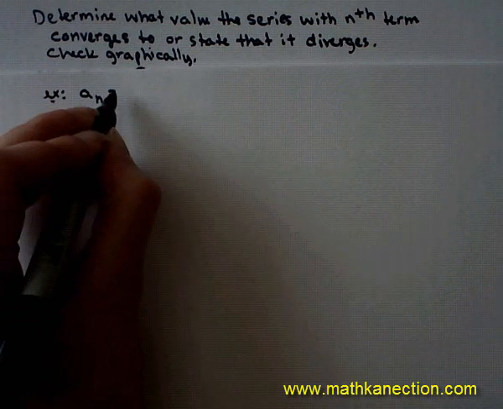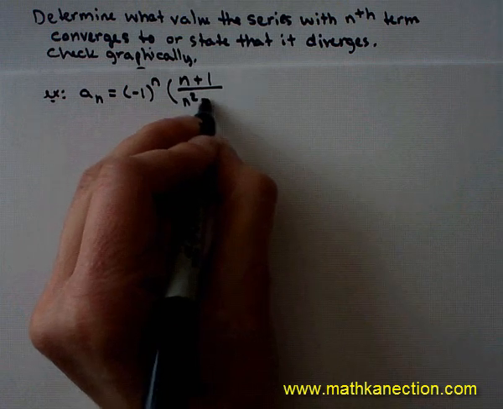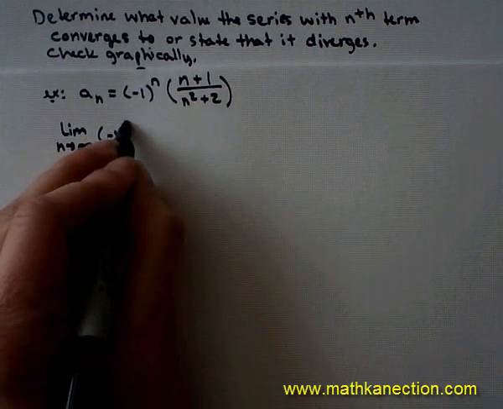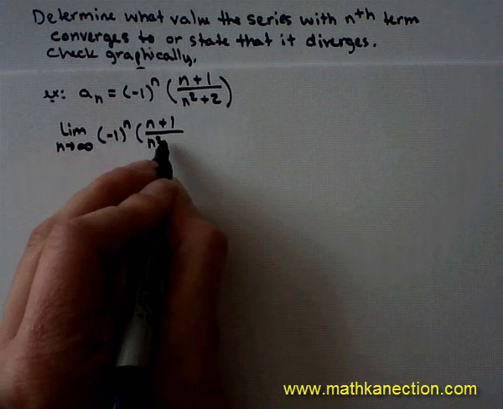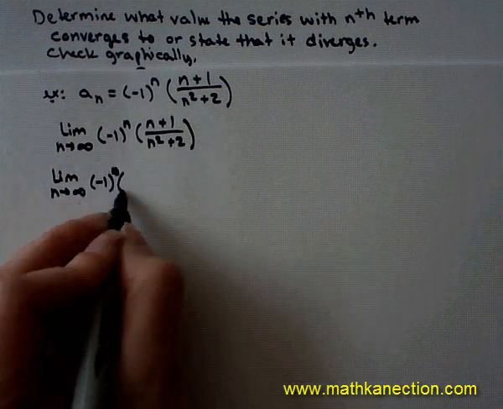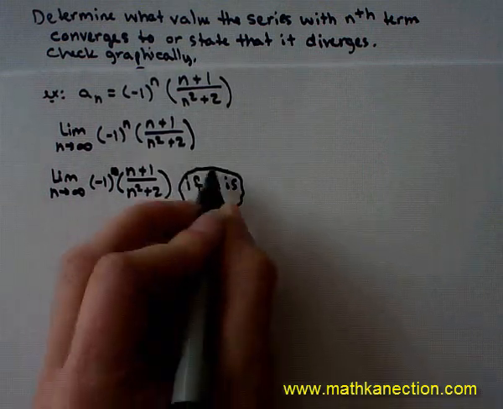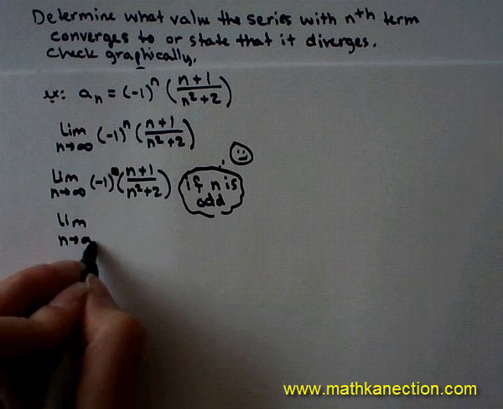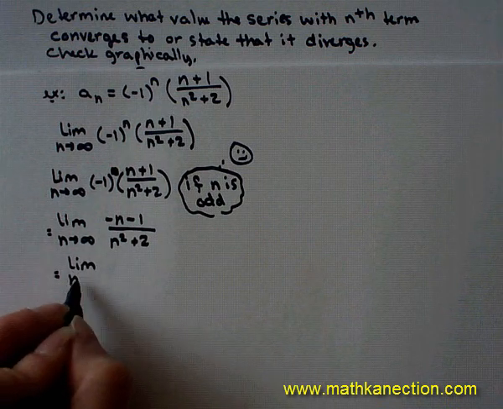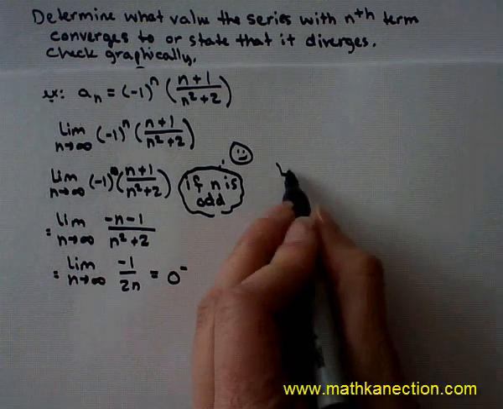The next example, we have a sub n is equal to negative 1 to the nth times the quantity of n plus 1 over n squared plus 2. We have the limit as n approaches infinity of negative 1 to the n times n plus 1 over n squared plus 2. We have to look at this in two scenarios. If we use an odd number, it would be negative 1 times n plus 1 over n squared plus 2. So the limit as n approaches infinity of negative n minus 1 over n squared plus 2. And then by L'Hopital's rule, we'll have negative 1 up top and 2n in the denominator, which then approaches 0 from the negative side.